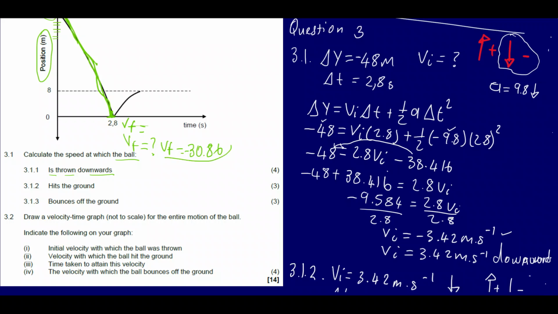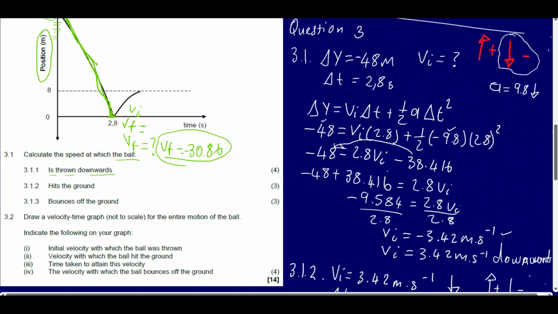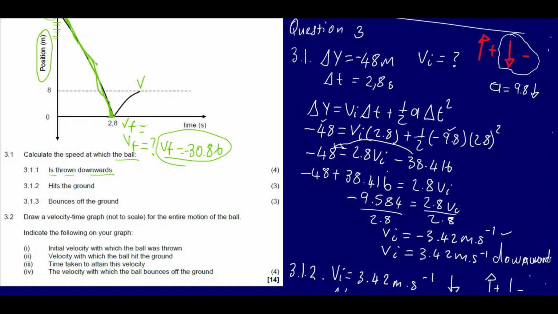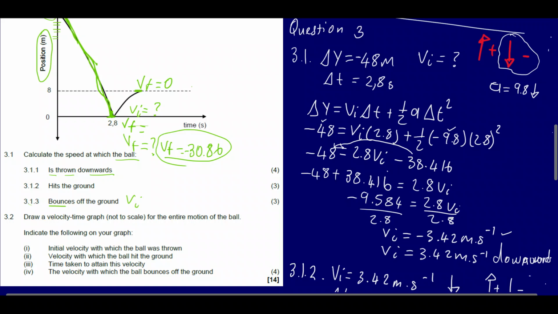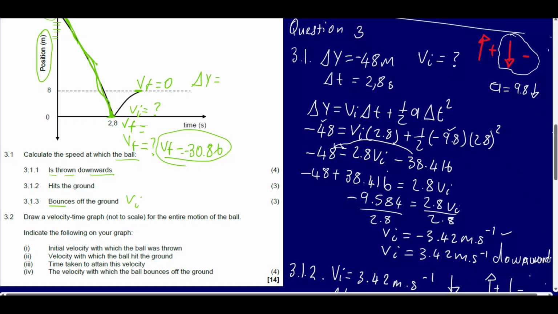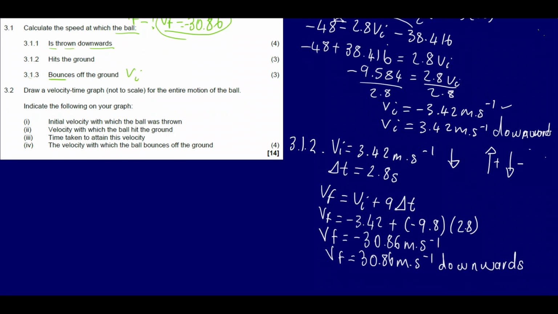So this is a very practical situation, because if you think about it, the velocity that it hits the ground with is not actually the velocity that it leaves the ground with. So we can take the maximum height as our final velocity, and take our initial velocity as the velocity that it leaves the ground with, and make use of the delta y, which is the change in position, 8 meters. So we can see that with this 8 meters, the motion of the object is an upward motion.